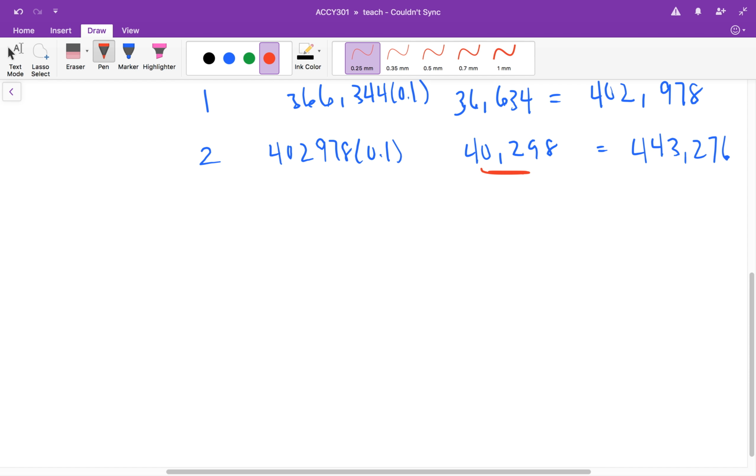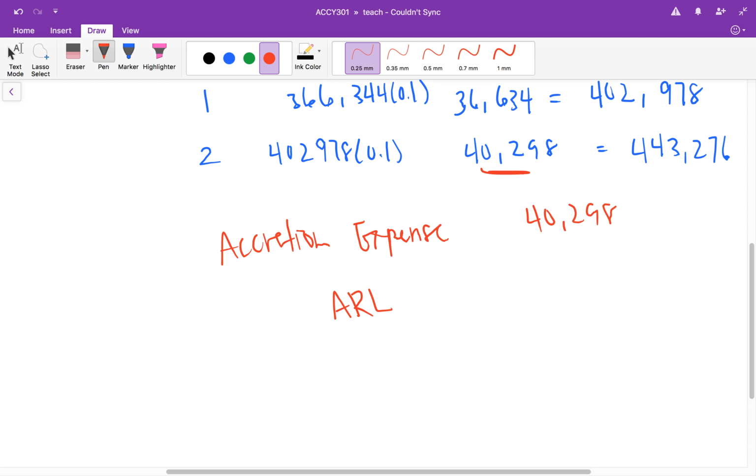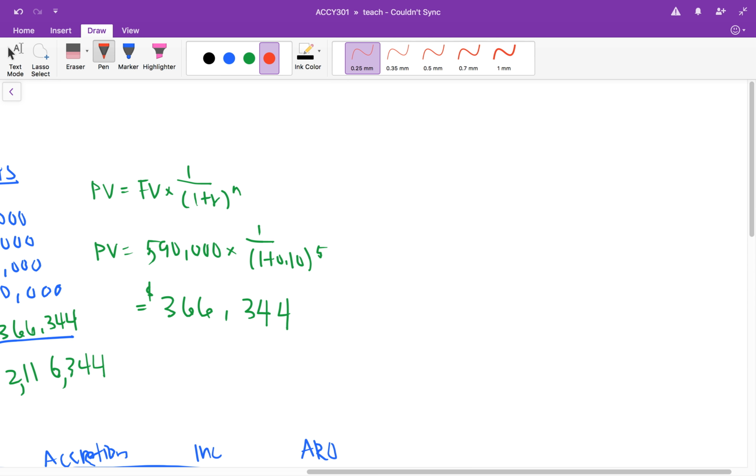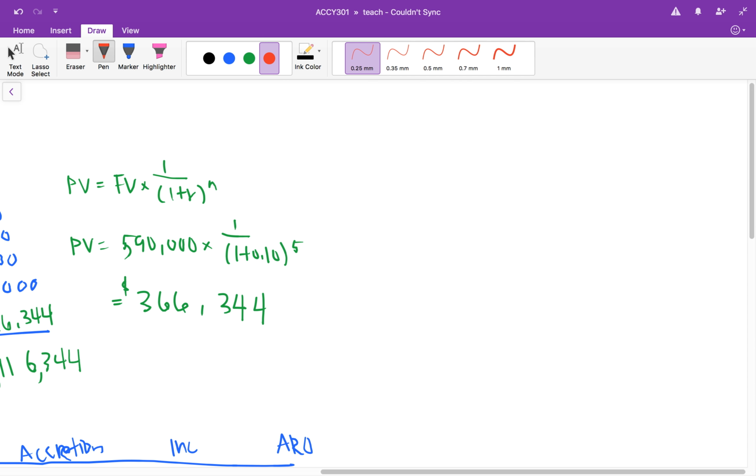So how we write our journal entry is accretion expense, and then you would credit the asset restoration liability for 40,298. And then our journal entry for recording all our costs is going to be, we have an oil field, so debit oil field, then credit cash, and you also credit ARL.